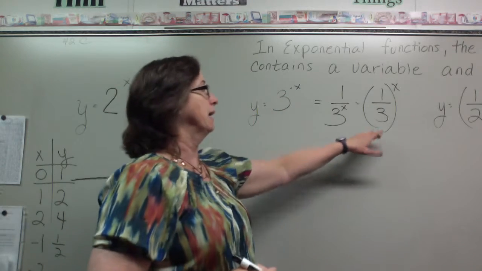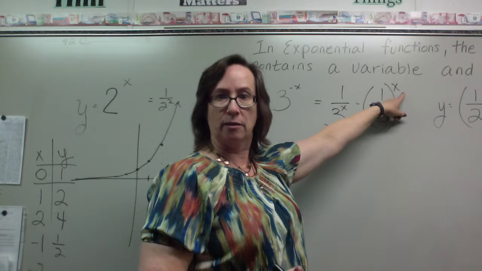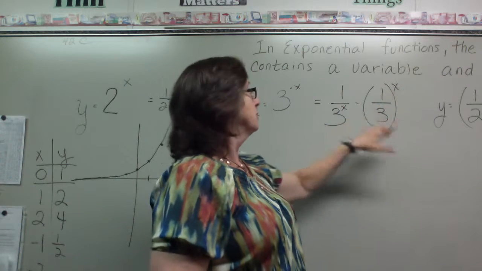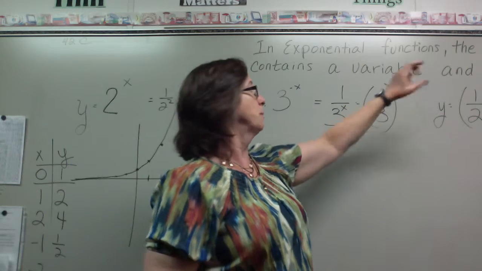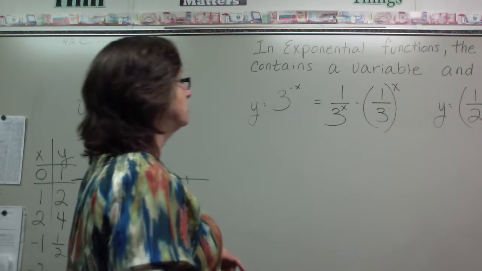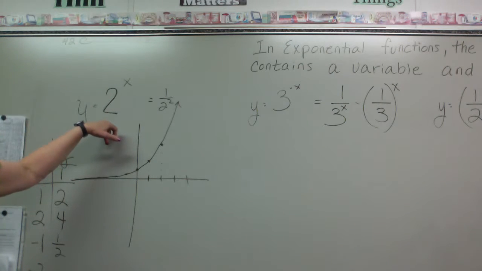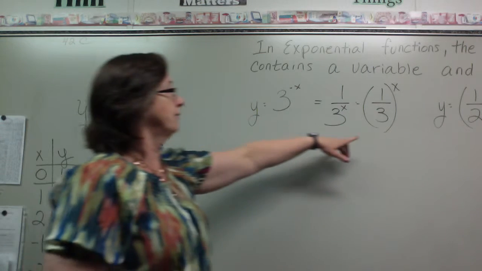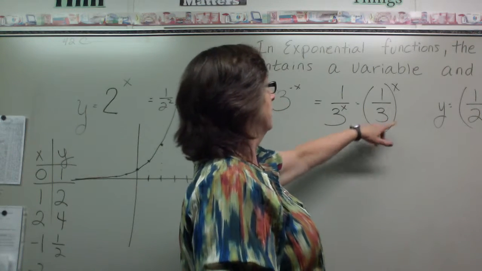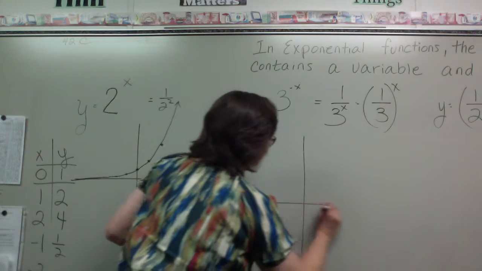Now, would you agree? It doesn't matter what the x is. 1 to that number is still going to be 1, right? So 1 over 3 to the x is the same thing as 1/3 to the positive x. So that has changed the base of our exponent from a constant that is a whole number, to a constant that is a fraction. Okay, and what does this do to the shape of the graph?